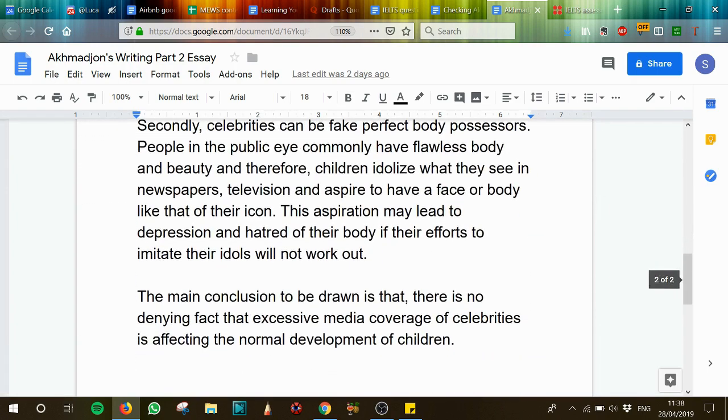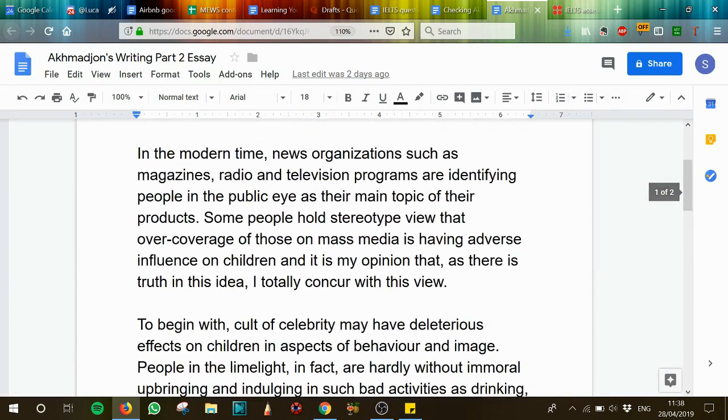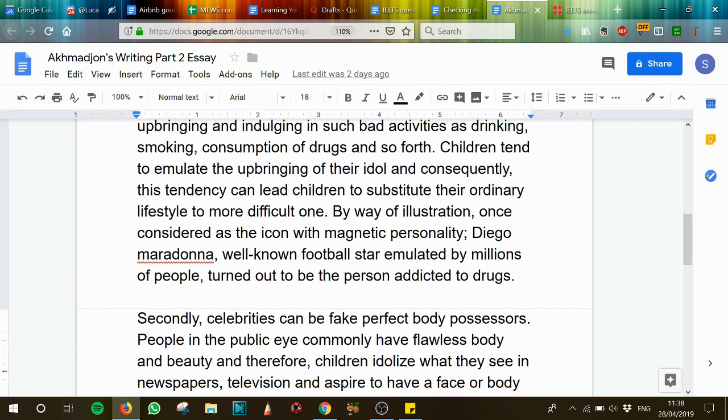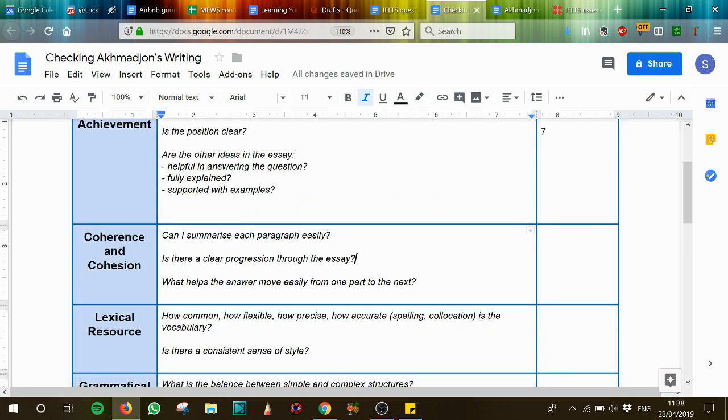So this main conclusion at the end is not exactly what I expect, and the progression in this essay is not super clear. So a clear progression through the essay, perhaps not.